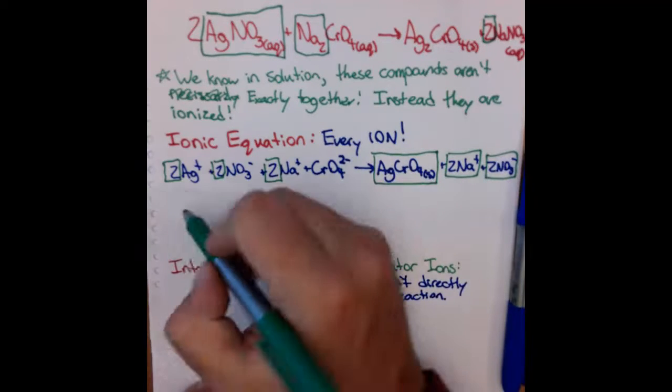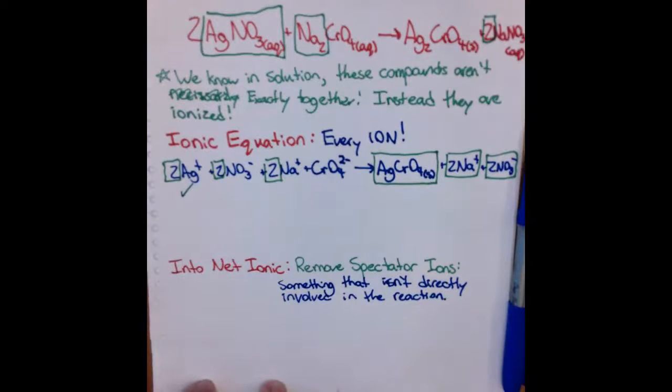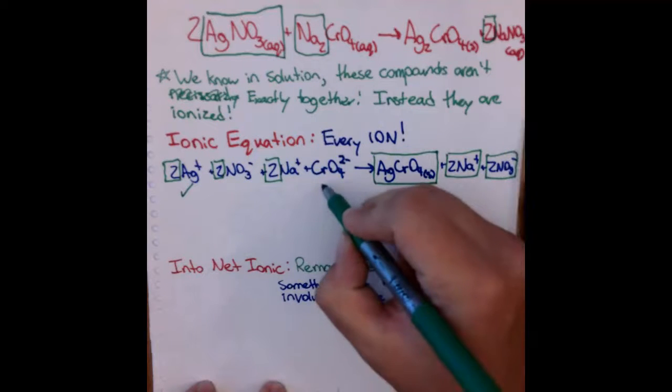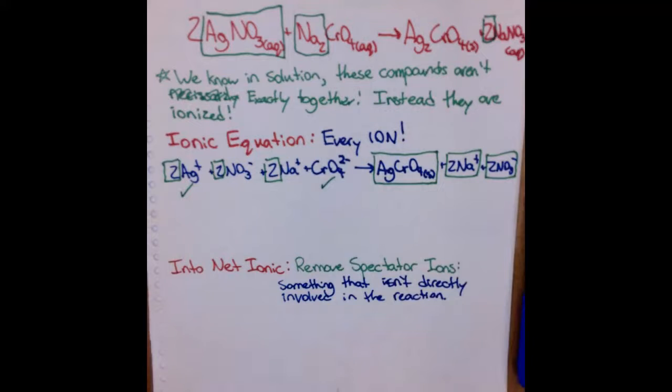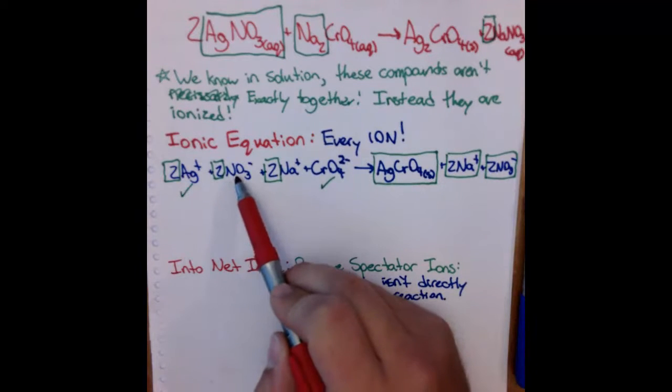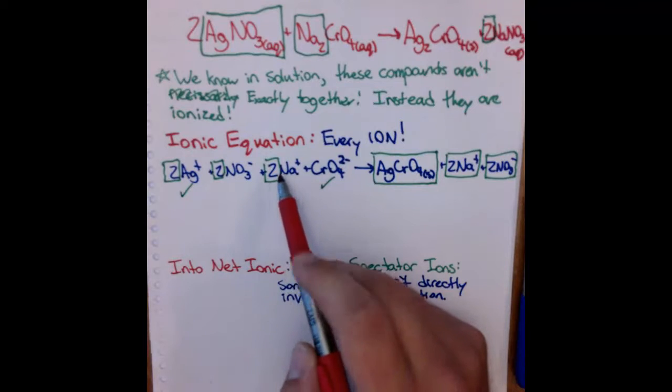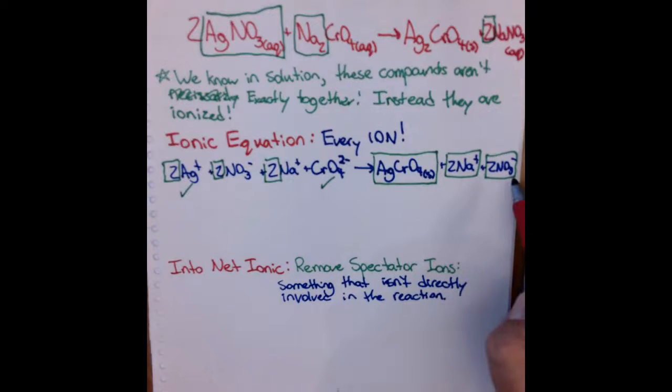So if we do that, we're going to see that obviously we need silver. Right? So if we go back here, I'm just going to put a little check mark. We're going to need silver. Also, we are going to need chromate. And then we'll notice that what we're left off with is that we have NO3s or nitrates and sodium on both sides of the reaction.